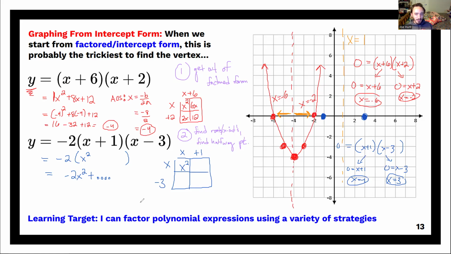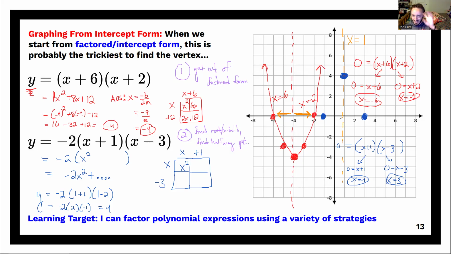So the second strategy is going to tell me that x is 1 for the vertex. I'm going to plug that into maybe the factored form of the function to figure out what the corresponding y value is. So all I'm really doing is just substituting and simplifying. Here I'm going to have -2 times 2 times -1. That's the same thing as y equals 4. So my vertex is at (1, 4).